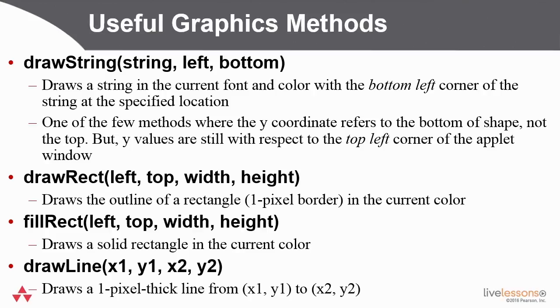All right, so let's look at a few more of the drawing methods of the graphics object. So in the paint method, you'd say g.drawLine, g.drawString, g.drawRect, g.fillRect, not drawString, drawRect, fillRect directly. And I'm not going to go into a lot of details on these methods, but let me just give you a general idea.